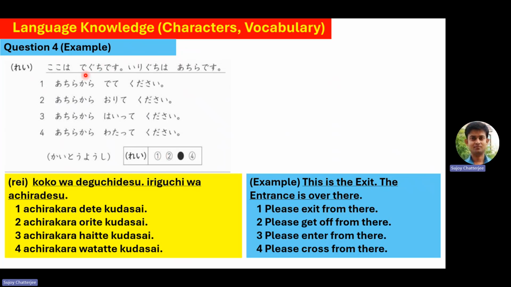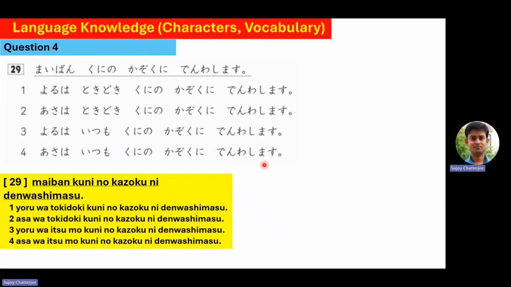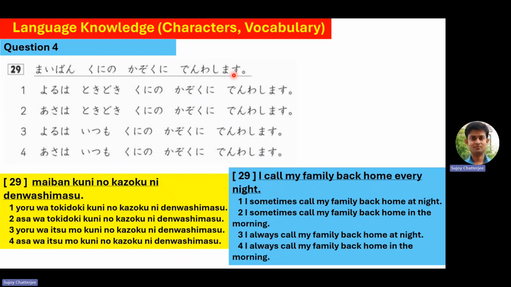Let's look into the first question, which is question number 29. So you can see here a very similar question. "Maiban kuni no kazoku ni denwa shimasu." Maiban means every night. Kuni means country or home country. Kazoku means family. And denwa shimasu means to call, to speak over phone. So that means I call my family back home every night. So this is the statement. Now which of these statements mean roughly the same as this?